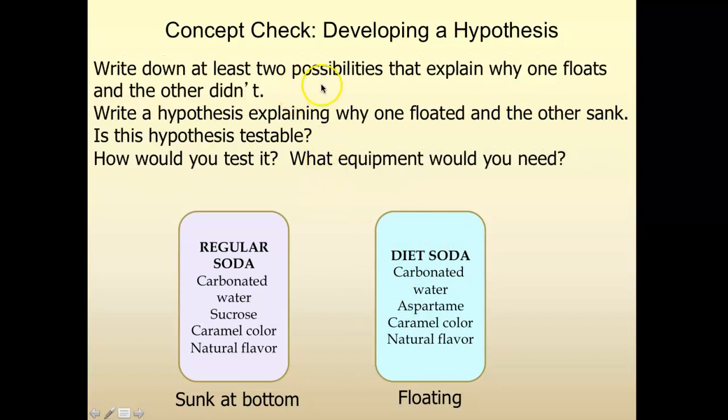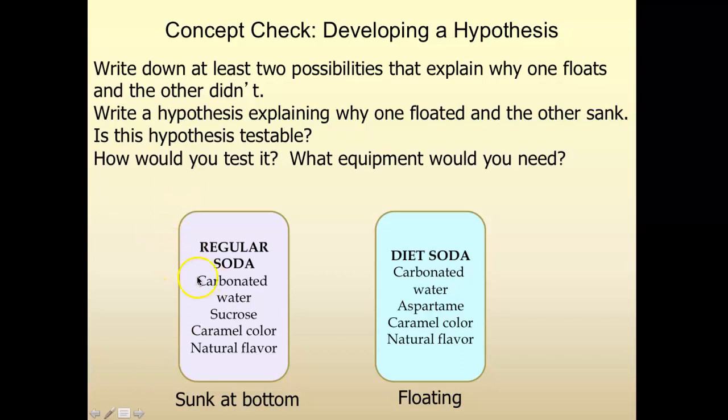Write down at least 2 possibilities that explain why one floats and the other didn't. All right, so write a hypothesis explaining why one floated and the other sank. Is this hypothesis testable? How would you test it? What equipment would you need? So these are things that a scientist, or someone who really wants to get down to the real answer to a problem, would ask themselves. So I'll just pose one. Maybe you have something else in mind.